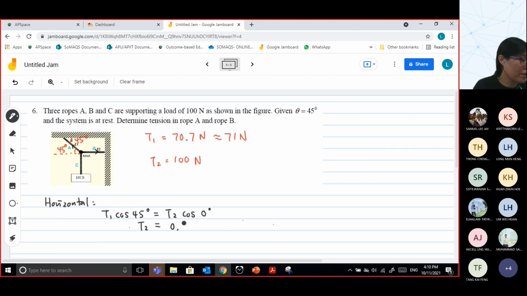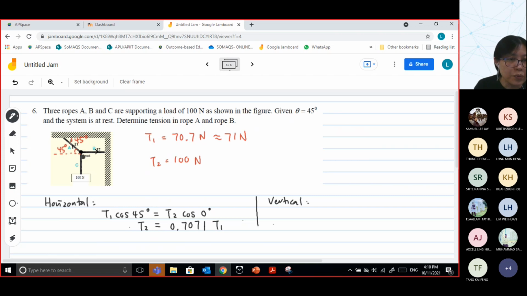So actually I have T2 equals to cos 45 T1, which is 0.7071, then T1. Here instead of taking T1, I'm taking T2 since I have T2 already. Because it's a 1, 0.7071 T1. Then next, continue with vertical.